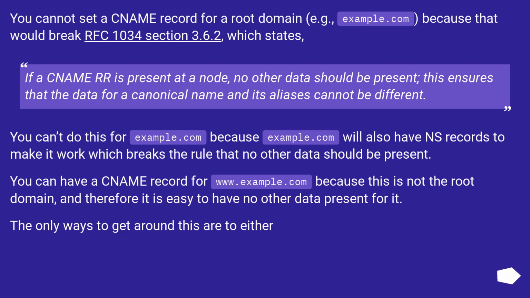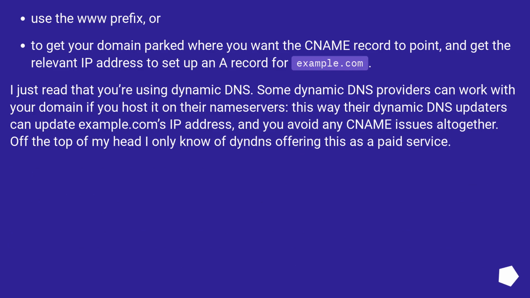You can have a CNAME record for www.example.com, because this is not the root domain, and therefore it is easy to have no other data present for it. The only ways to get around this are to either use the www prefix, or to get your domain parked where you want the CNAME record to point, and get the relevant IP address to set up an A record for example.com.